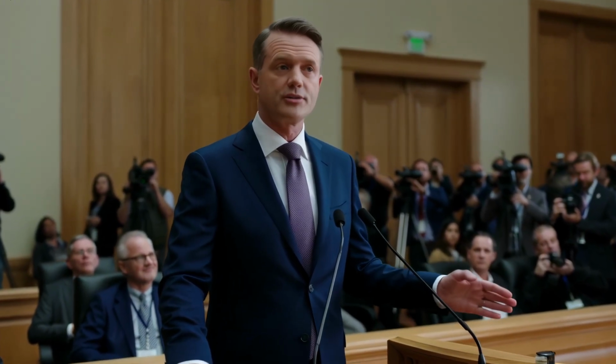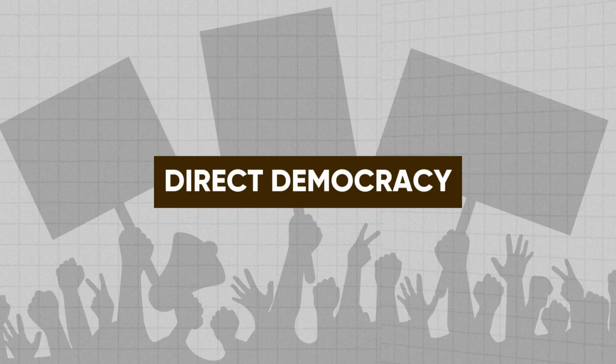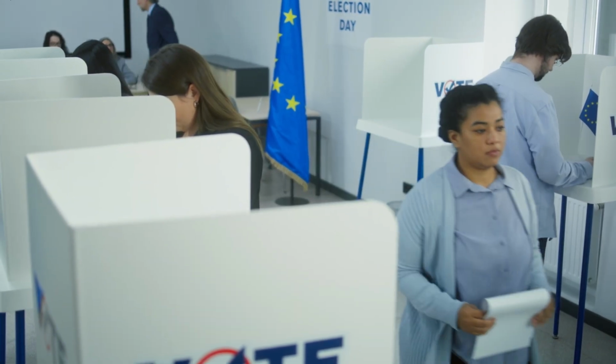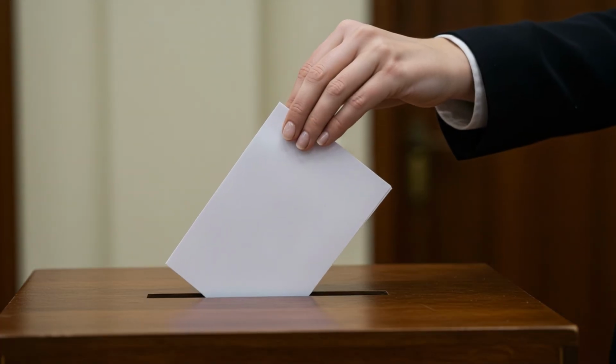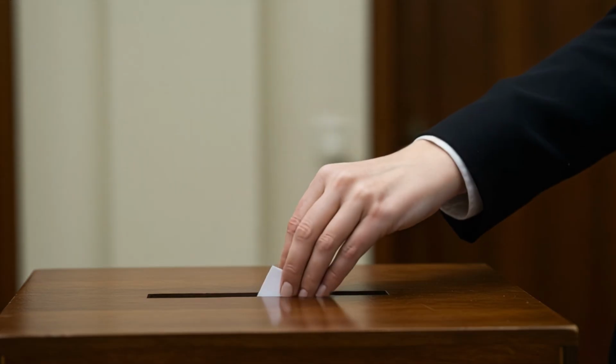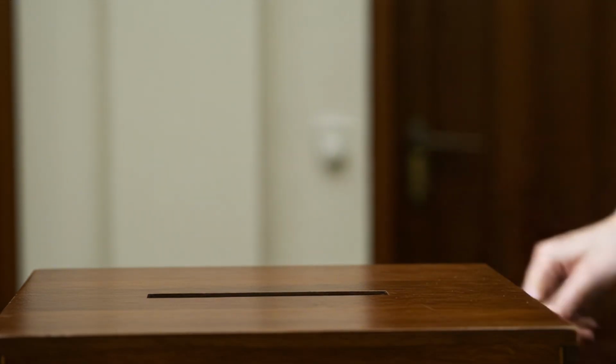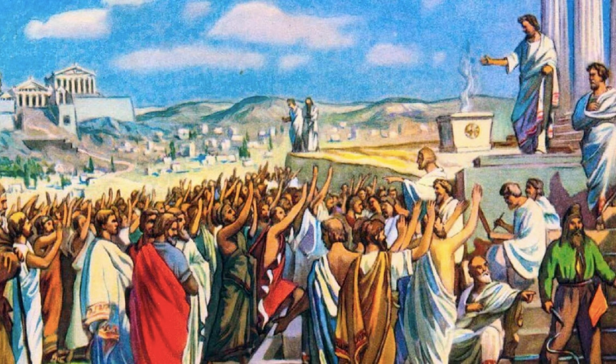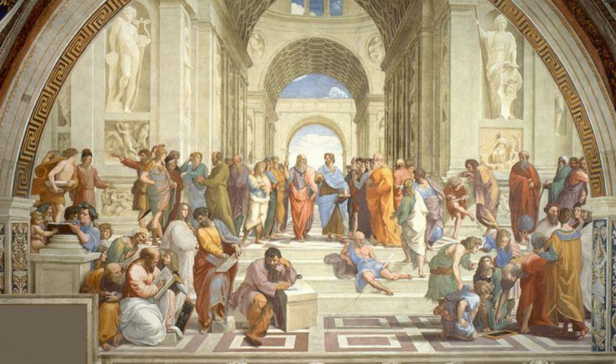But even inside democracy, there are two very different ways this can work. First, direct democracy. Direct democracy is the most literal version of the idea. People vote directly on laws, policies, and major national decisions themselves. One of the earliest examples comes from ancient Athens. Citizens gathered to debate and vote on issues like war, spending, and leadership.